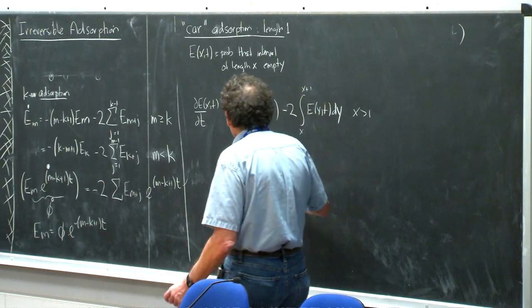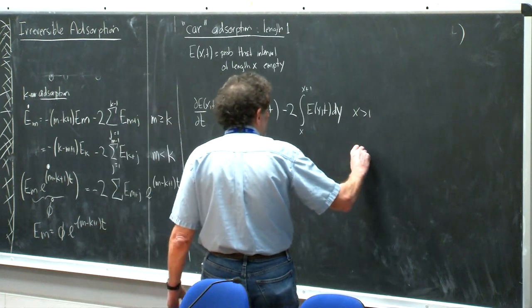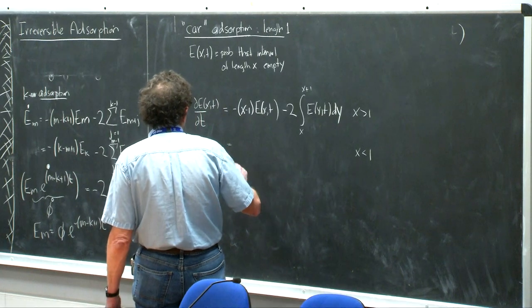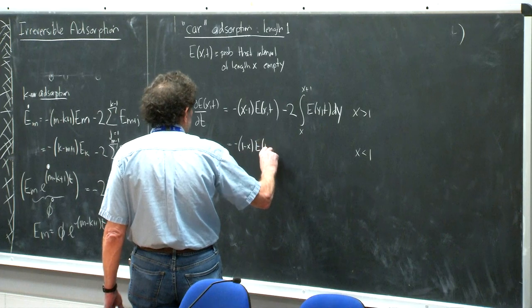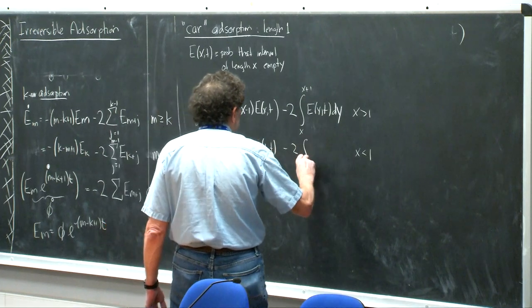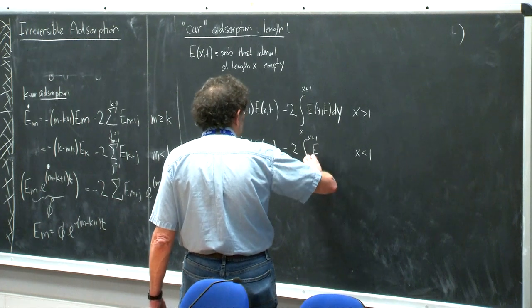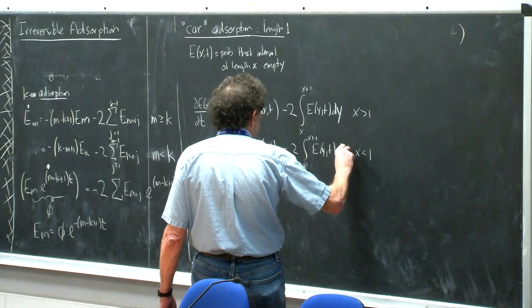And then there's a similar equation for small parking spots, x less than 1. And here all I have to do is just, again, interchange the role of x and 1. So here we have minus (1 minus x) E(1,t), minus 2 times the integral from 1 to x plus 1, E(y,t) dy.